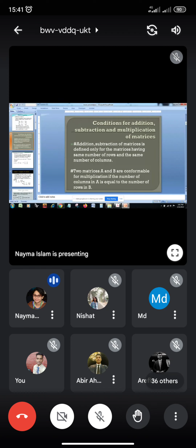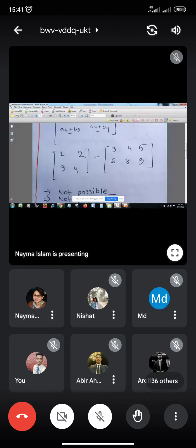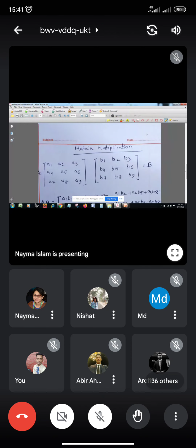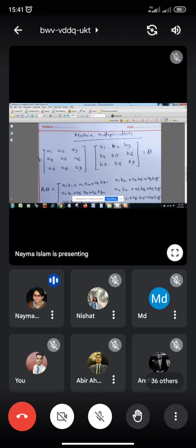So let's see the example. Look at here. This is the A matrix and this is the B matrix. Look at the number of columns here: 1, 2, 3. And in the second matrix, the number of rows: 1, 2, 3. Both are equal. So it is possible to multiply these two matrices. The number of columns of the first matrix is equal to the number of rows in the second matrix.